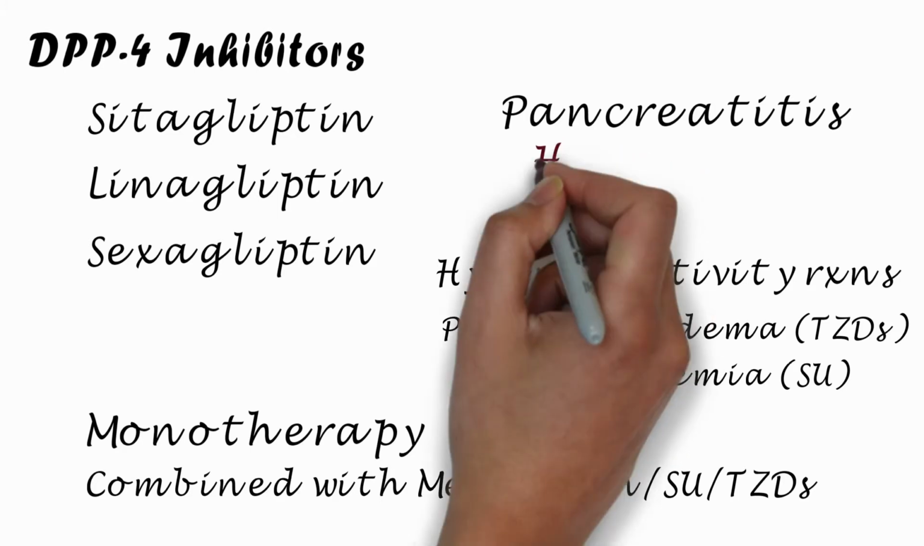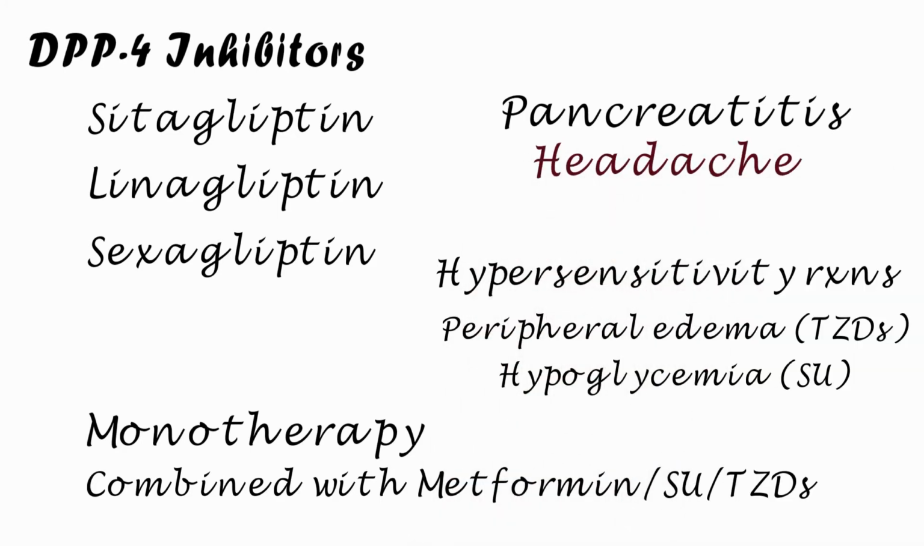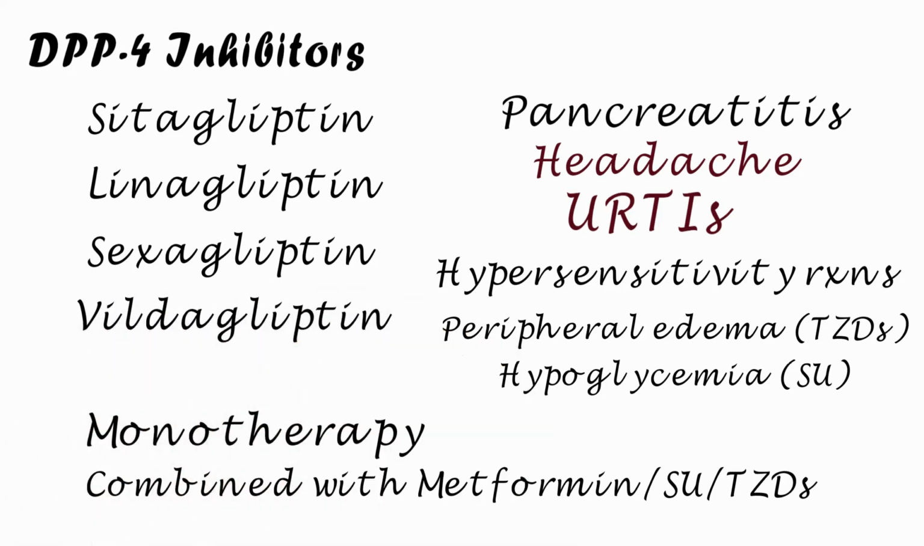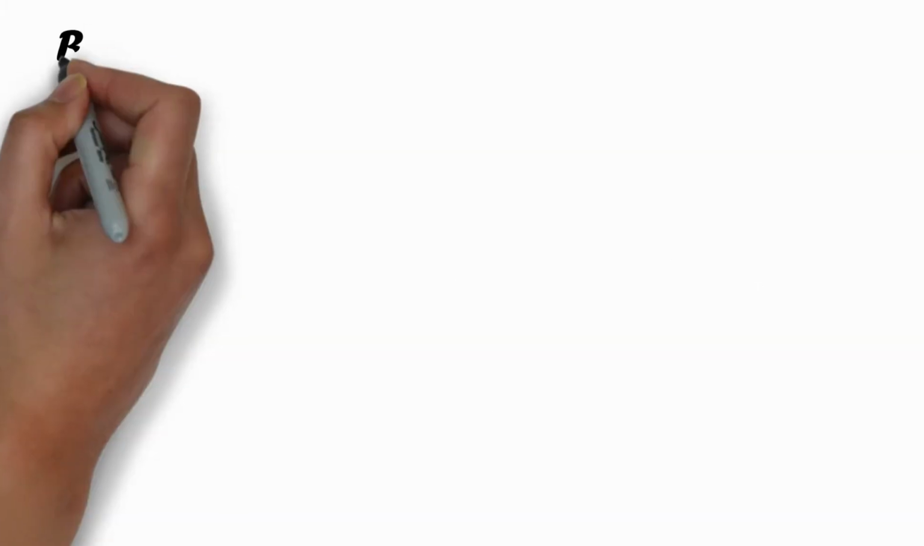These drugs should be immediately discontinued if pancreatitis or allergic reactions occur. Headache and upper respiratory tract infection are the most common adverse effects encountered with these agents. These drugs are largely excreted unchanged in urine, so dose reduction is needed in patients with renal insufficiency. Hepatotoxicity has occurred with vildagliptin, so dose reduction in hepatic insufficiency is needed in case of this drug.